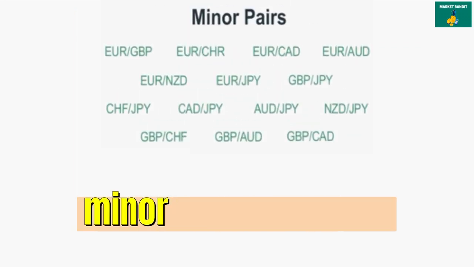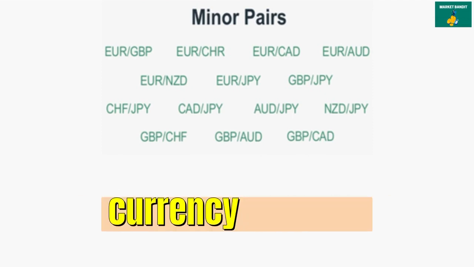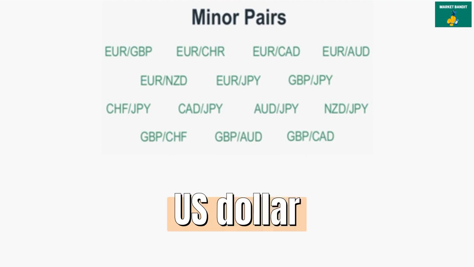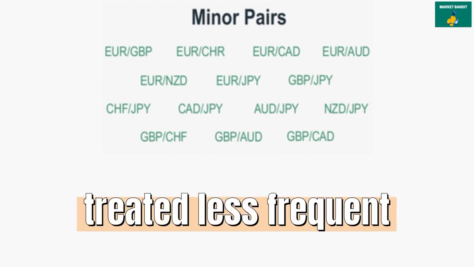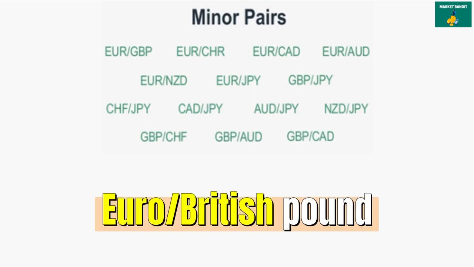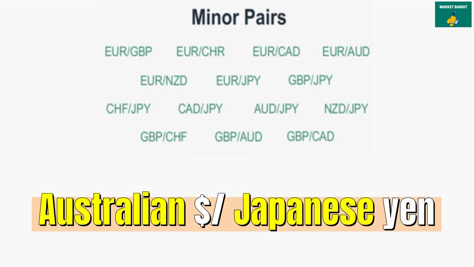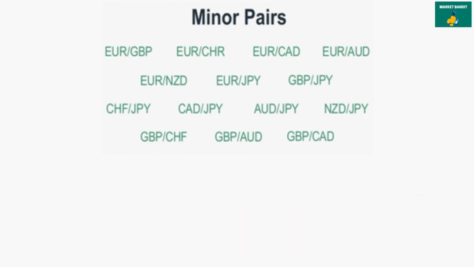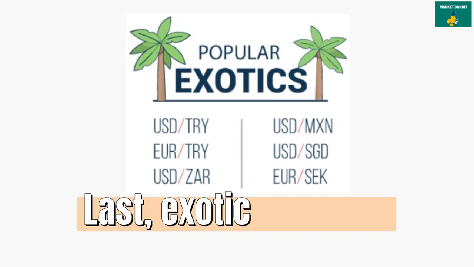Next, we have minor currency pairs. Minor currency pairs, or cross-currency pairs, do not include the US dollar. These pairs involve two major currencies and are traded less frequently than the majors. Examples of minor pairs are EUR/GBP (Euro, British pound), AUD/JPY (Australian dollar, Japanese yen), and GBP/JPY (British pound, Japanese yen).